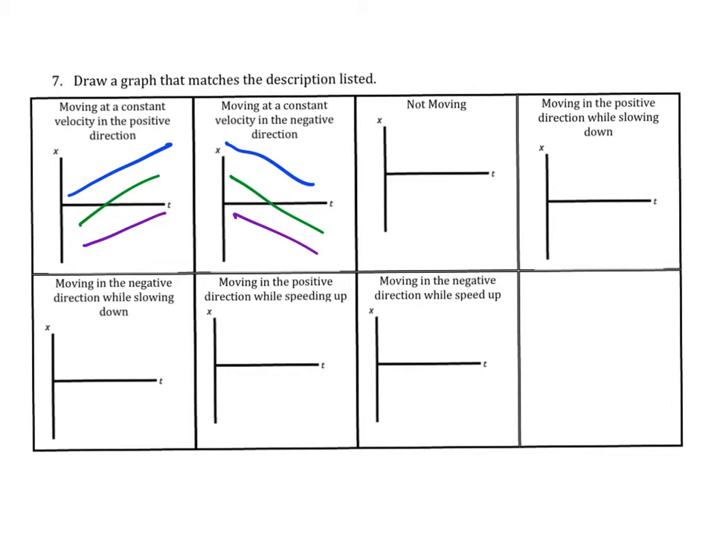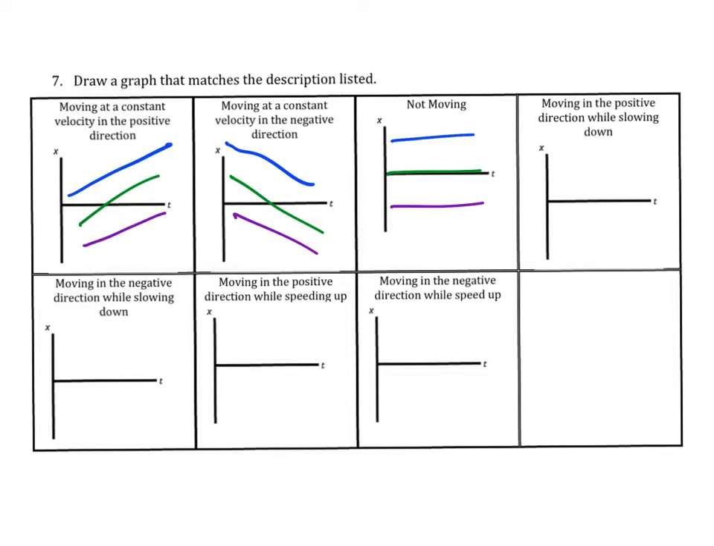Not moving. What kind of line do you want? You want a horizontal line. So we just want to draw a horizontal line. It could be above your x-axis, it could be on it, it could be below. It doesn't matter. Just based on this description, we just need a horizontal line.